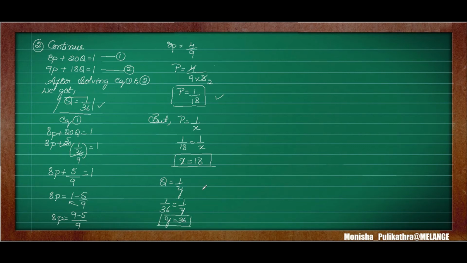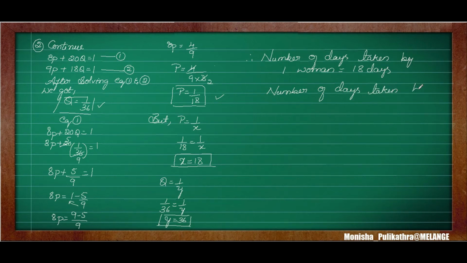So the number of days taken by one woman to complete the whole work is 18 days, and the number of days taken by one man is 36 days.